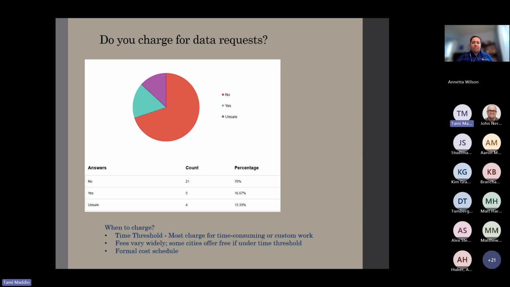And charging for data, I would align with this too with Eagan. We haven't really had to run into this a whole lot, but we do have a time threshold that we decided was the limit, like over 30 minutes or over an hour, that we can charge for our time. But some cities do have a formal fee schedule. We do have a fee schedule, but I think some cities are a little bit more formal about it.